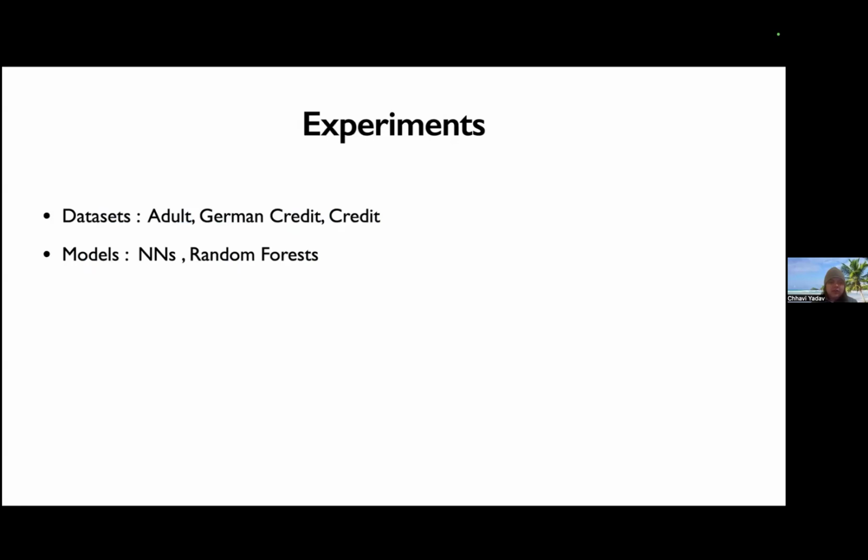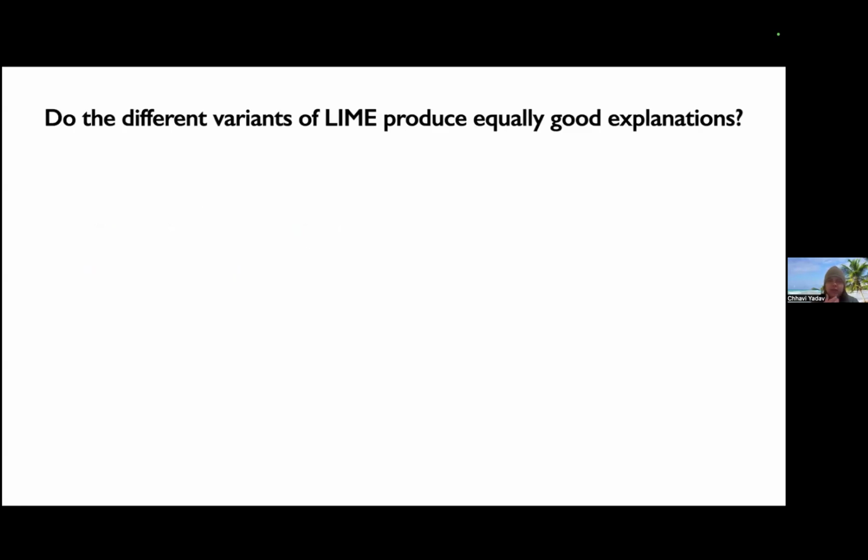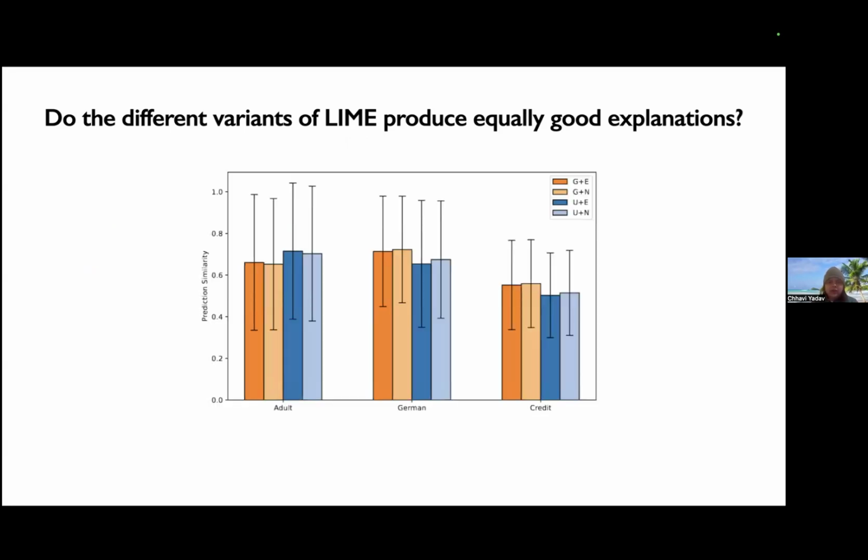So we have different traditional datasets, all tabular, and we use different small neural networks and random forests as models. And the first question we want to see is, do the different variants of Lime produce equally good explanations? So we have a metric that I forgot to mention. It's prediction similarity. So how similar are Lime predictions compared to the original model predictions? Because Lime is like a linear classifier. So how similar are those predictions to the original model predictions in a neighborhood?